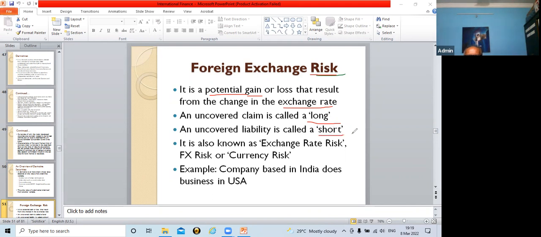Did you understand the difference between long and short? What is long and what is short? Uncovered claim is known as long and uncovered liability is known as short. Did you understand the slide?